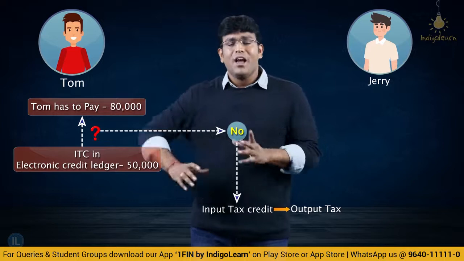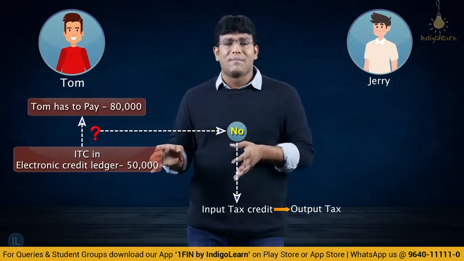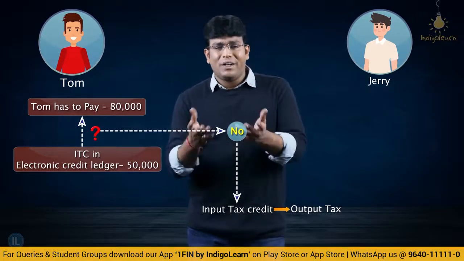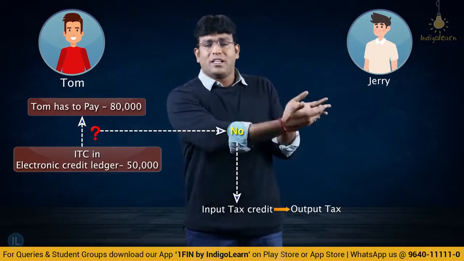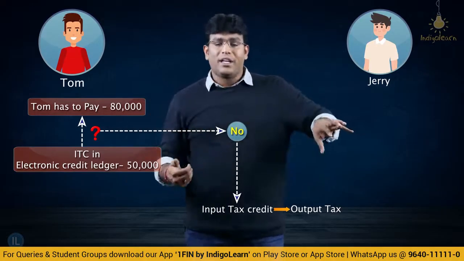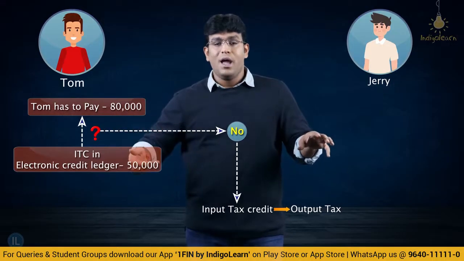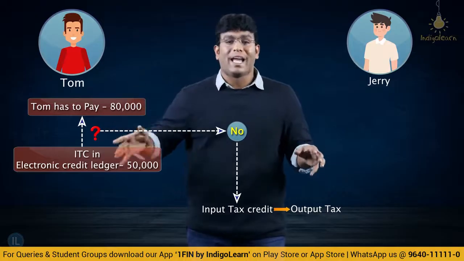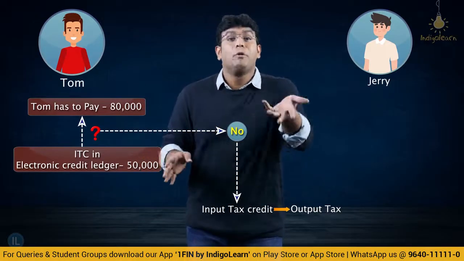Now tell me friends, when Tom is paying tax under reverse charge mechanism, for Tom, is it output tax or input tax? Definitely it's input tax, because Tom has not given service to Jerry. Tom has actually taken service from Jerry. Jerry gave service to Tom, and from Tom's point of view, Tom has taken service. But Tom is liable to pay tax because of the concept of reverse charge mechanism. But that is actually not an output tax. That is input tax.